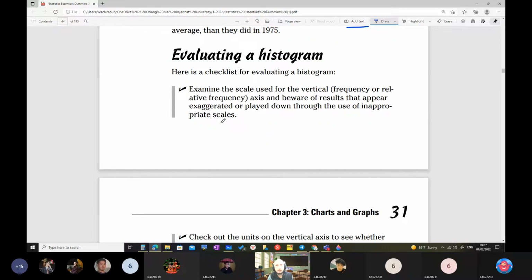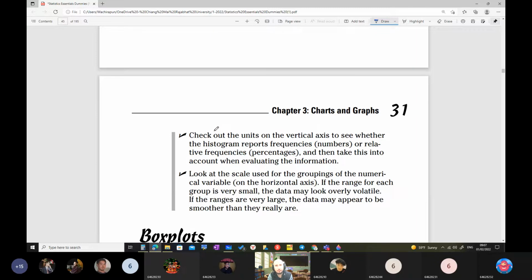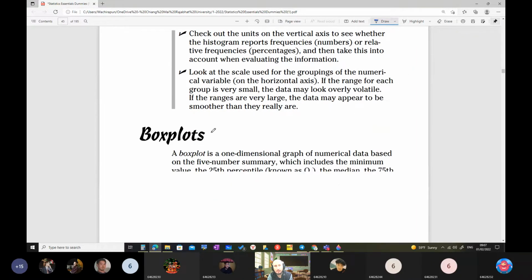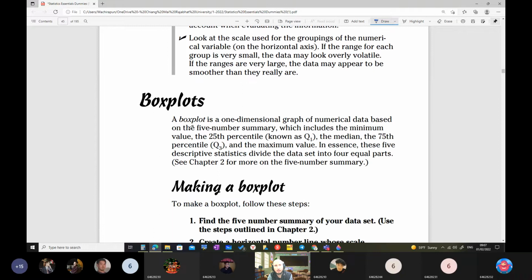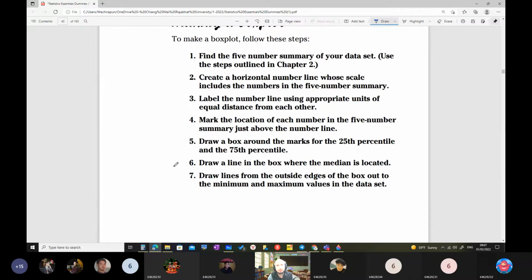Okay. Boxes, an interesting thing. Box plot. A one-dimensional graph of numerical data based on the five-number summary, which includes minimum value, 25th percentile, Q1, median, 75th percentile, and maximum value. This descriptive statistics divides the data set into four equal parts. Okay, so let's look.